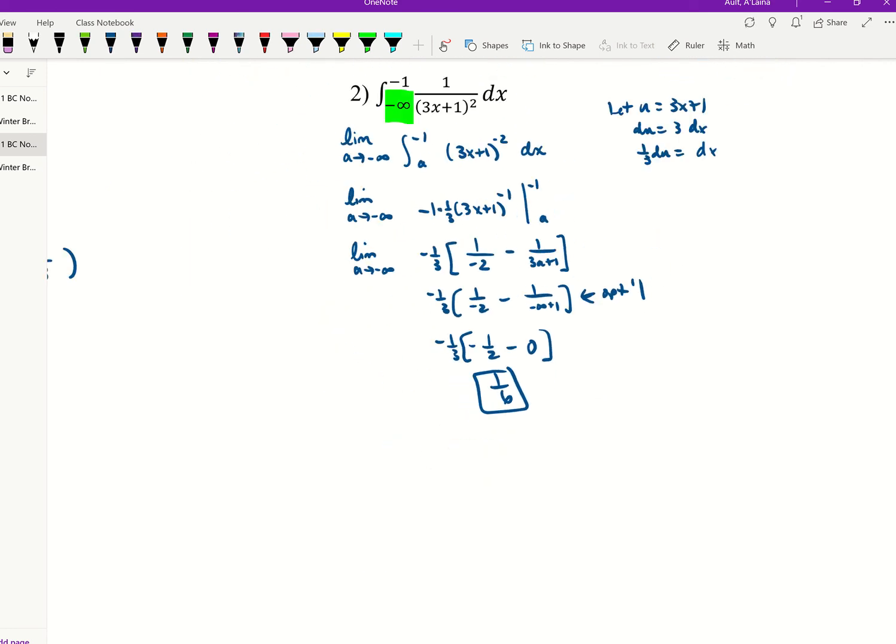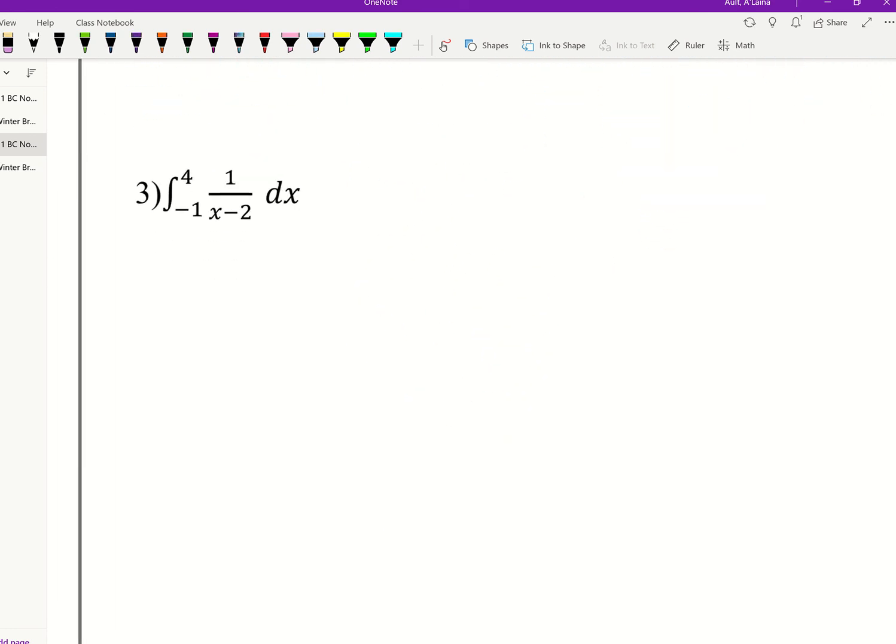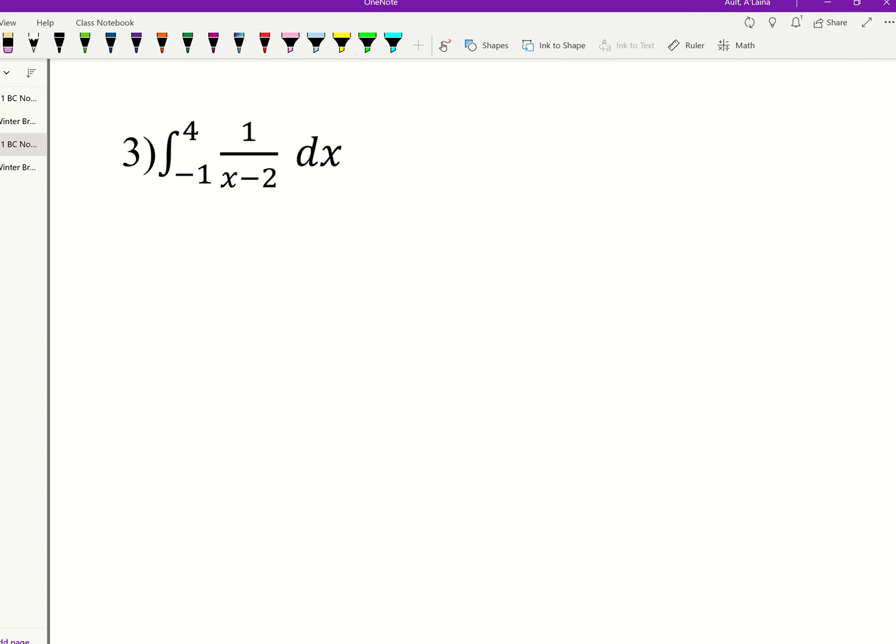This next type's a little bit different. Take a look at our limits. At first glance, many students wouldn't recognize this as an improper integral because I don't have that positive or negative infinity. However, what I do have is a discontinuity at x equals 2. And x equals 2 is in the limit of my integral.